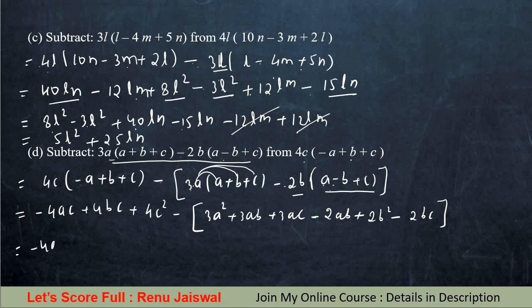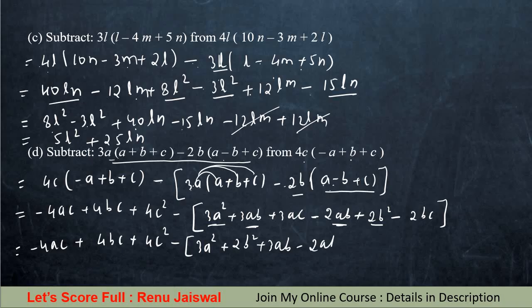Now minus 4ac, 4b and c, 4c square. Again minus sign. Why have I not opened the bracket yet? Because there might be some like terms which we need to solve. So I'll write the square terms first. 3a square, 2b square. This and this is done. Now 3ab. Can you see here also minus 2ab? So 3ab minus 2ab. Then 3ac and minus 2bc.